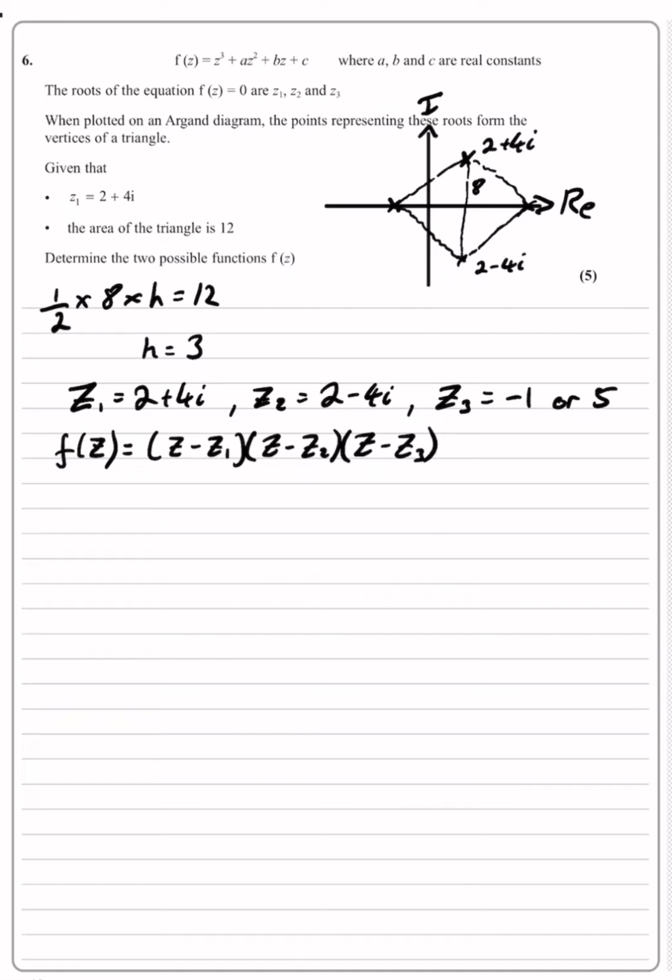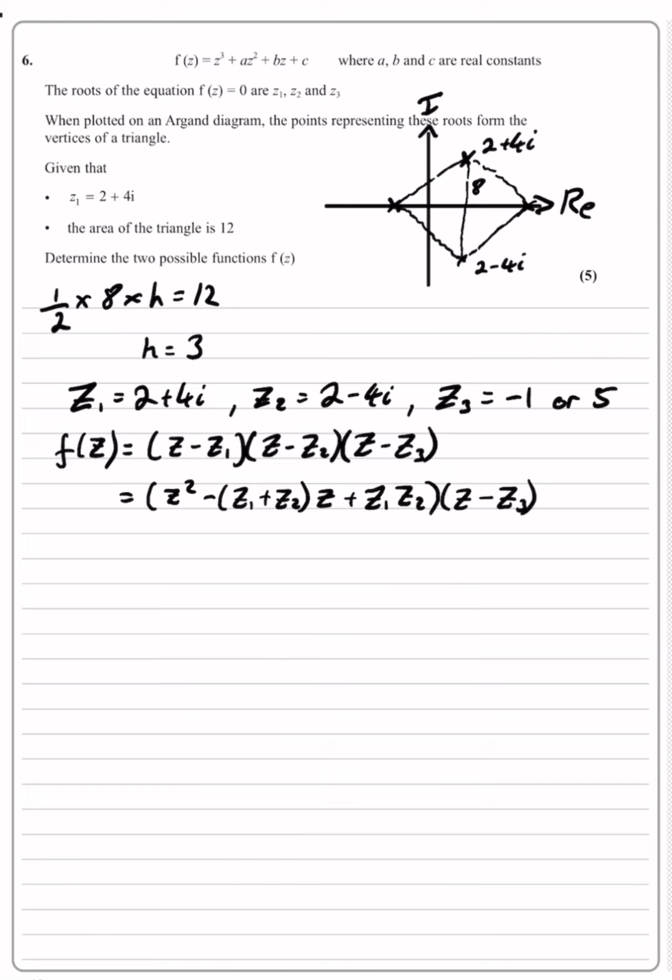I'm going to start expanding it before substituting the values in. I think it's a bit clearer when you do it that way. Expanding out the first 2 brackets, we're going to get z squared minus the sum of the roots plus the product of the roots. And then that would be times by the z minus z3.